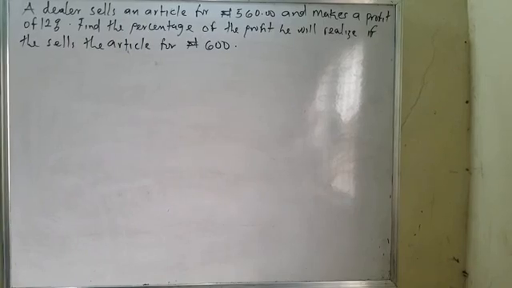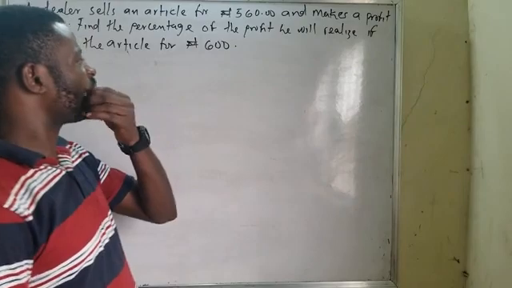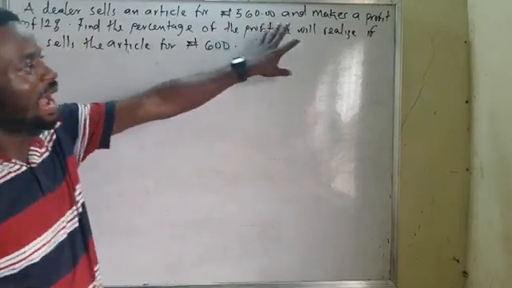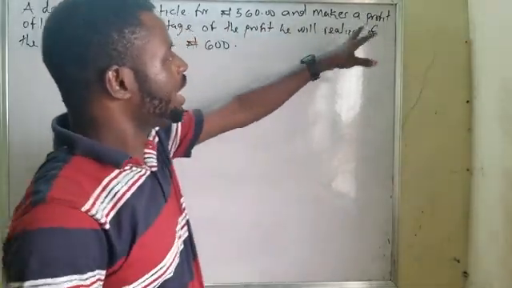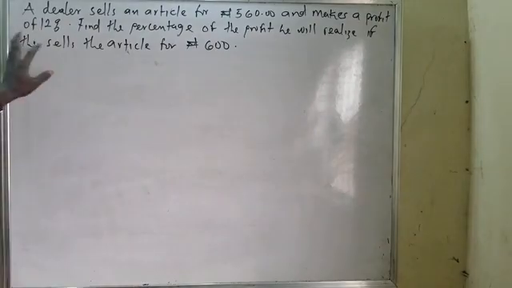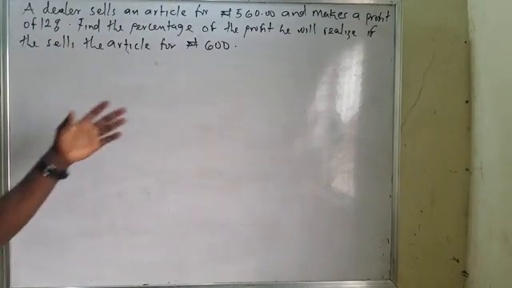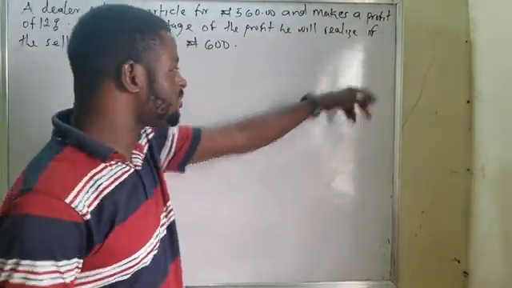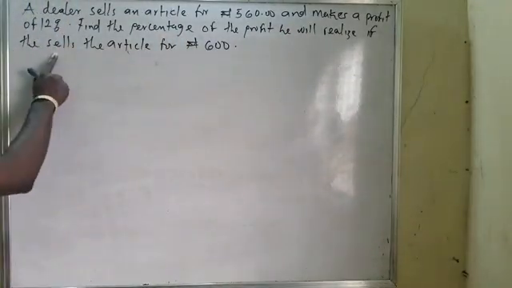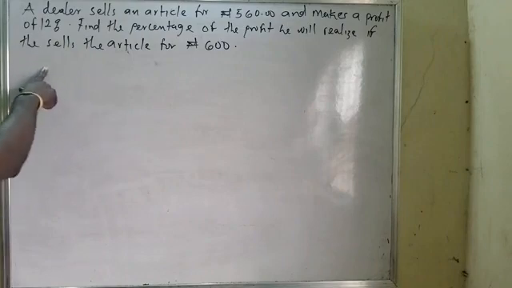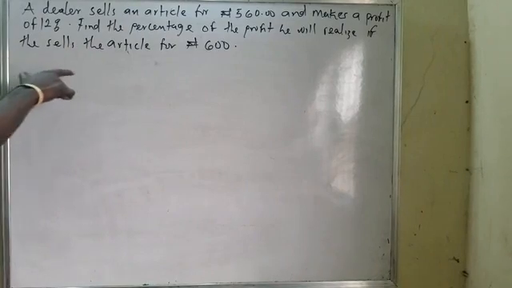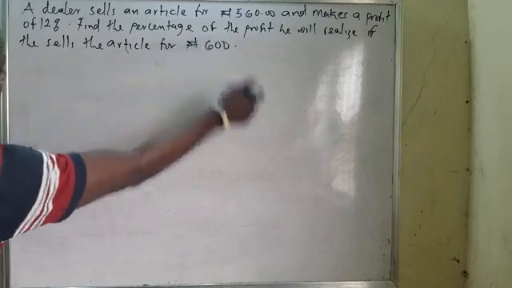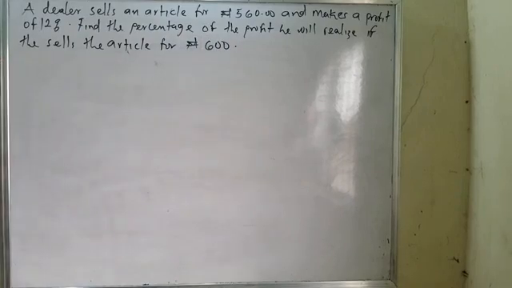Now, look at this problem. A dealer sells an article for 515 naira and makes a profit of 12%. Find the percentage of the profit he will realize if he sells the article for 600 naira. Look at that problem. It's a very simple one. How do I solve this problem?